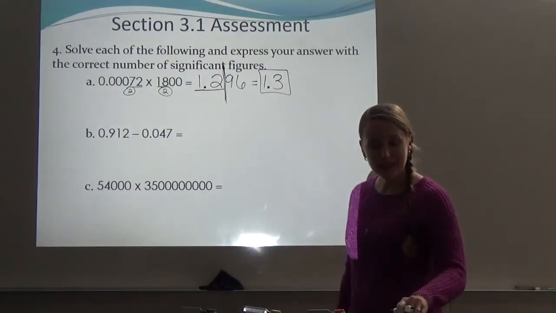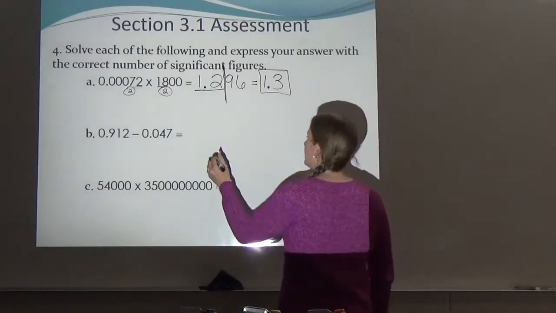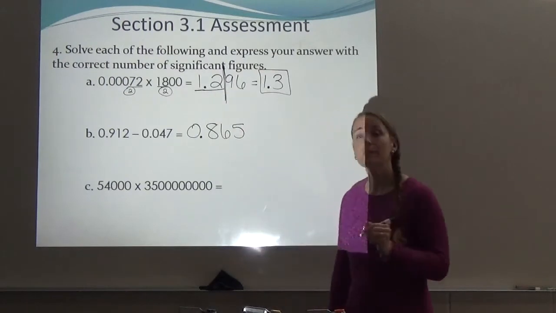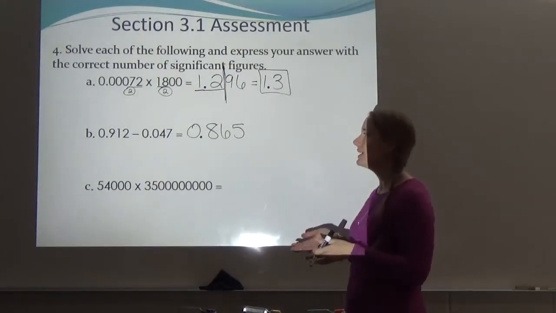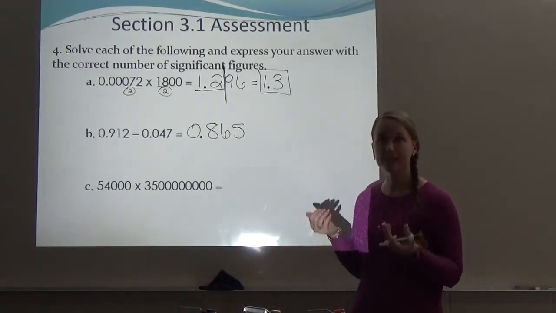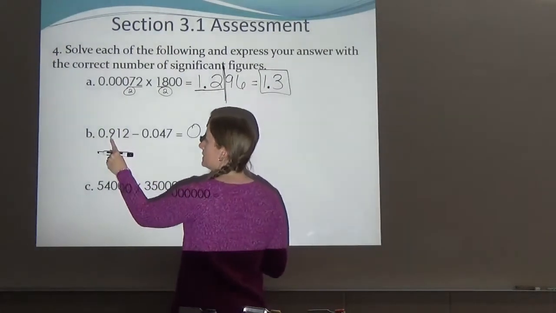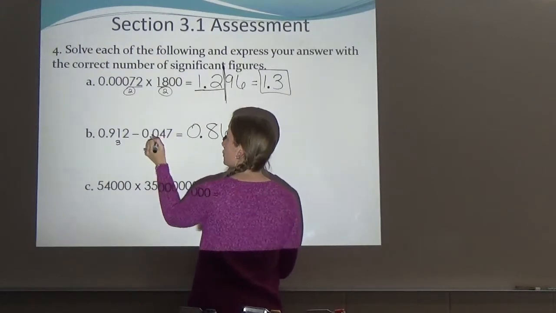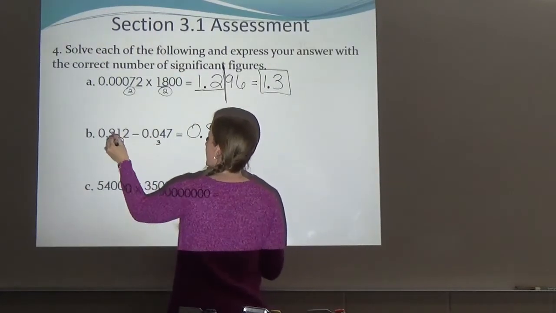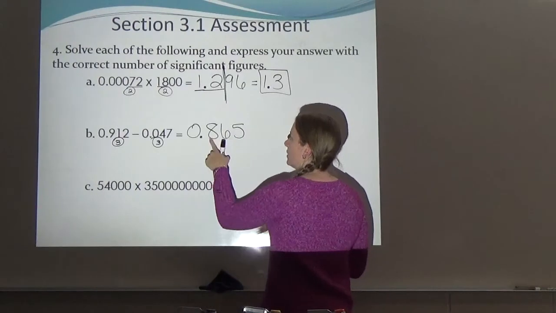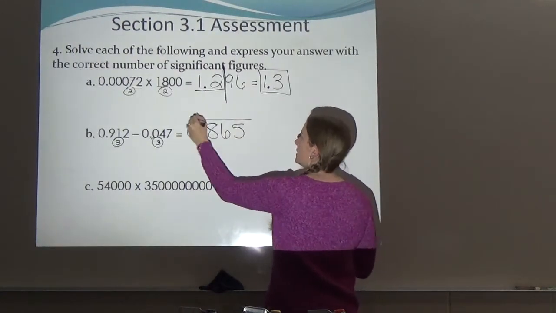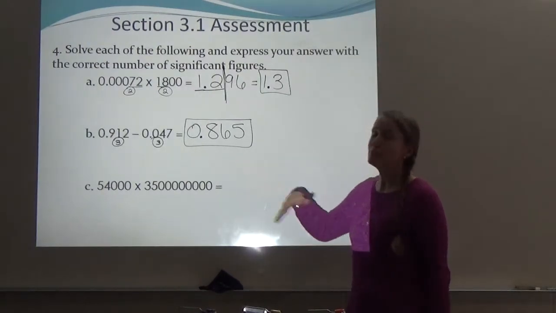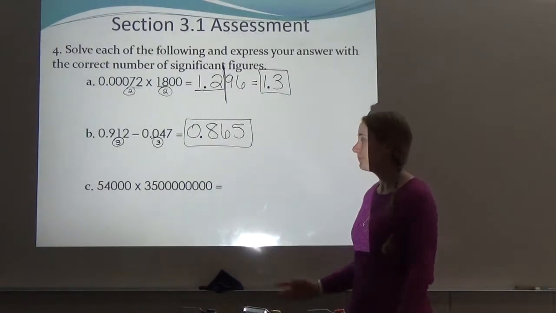All right, so part B, we are subtracting. So when you put that in the calculator, you are going to get 0.865. Remember, for adding and subtracting, you are looking at the number of decimal places, not significant figures. So this number has 3 decimal places. This number has 3 decimal places. That means I want 3 in my answer. Well, look at that. My answer has 3 decimal places, so I don't have to round at all. Okay, sometimes you don't have to round, and that's okay.